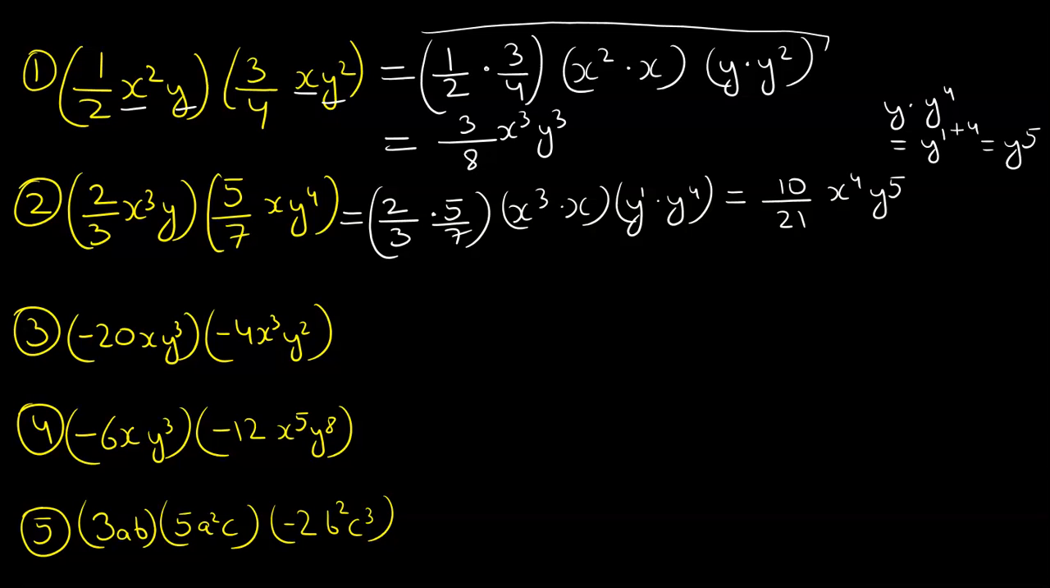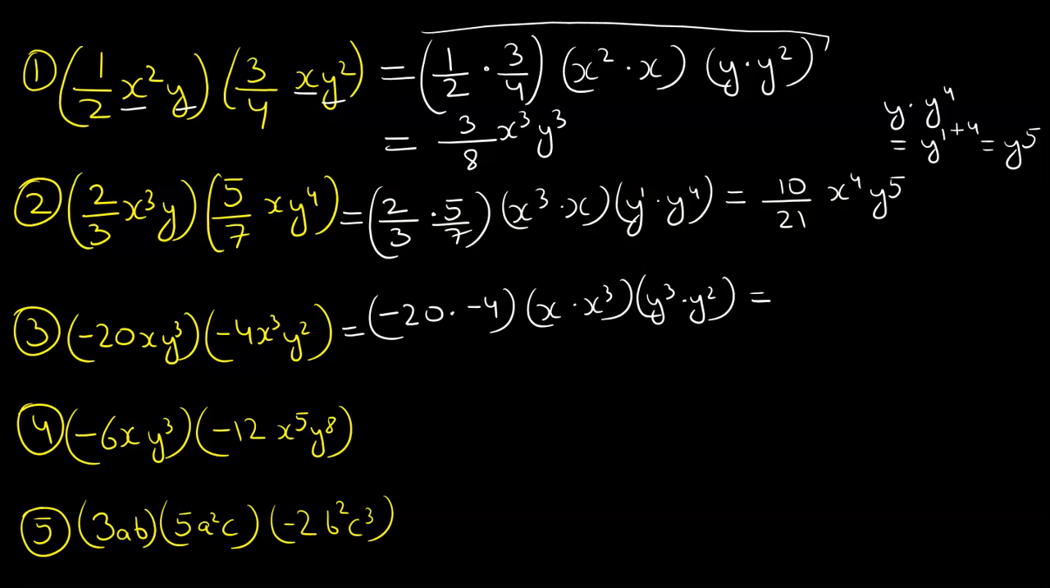Okay, let's take a look at the third one. We have here negative 20xy cube times negative 4x cube y square. So in the same way, we will multiply the numbers together first: negative 20 times negative 4. And then the variables x times x cube, and then we have y cube times y square.